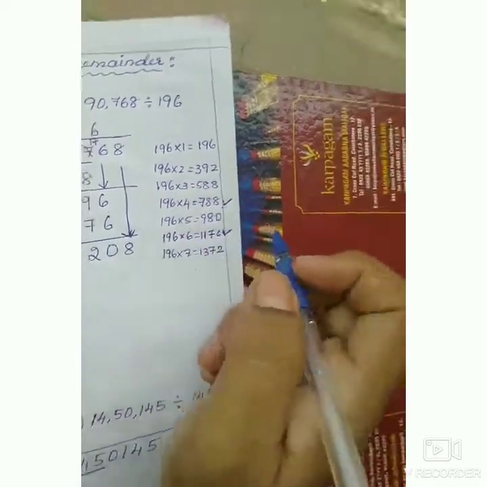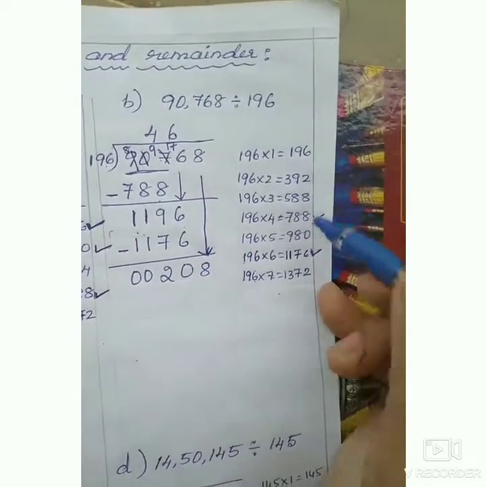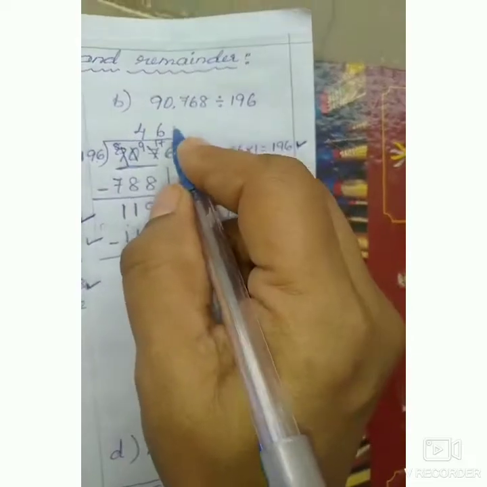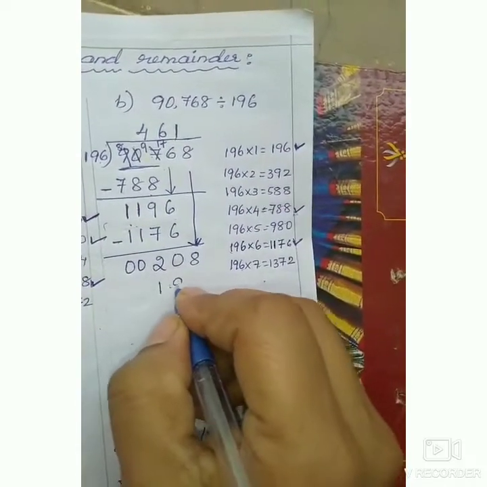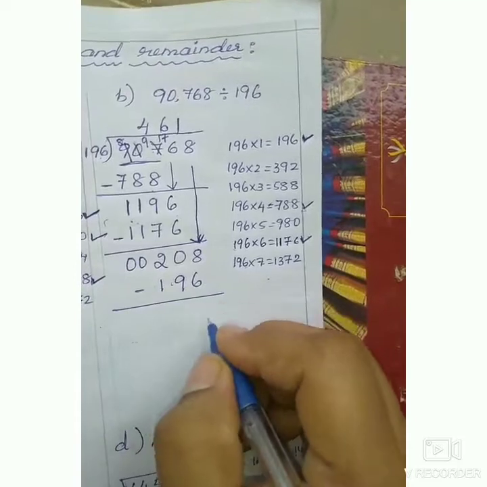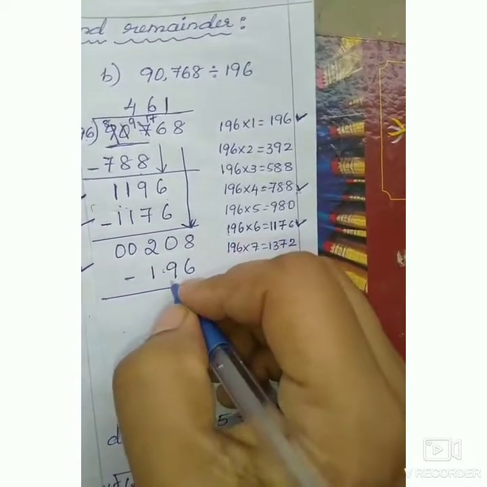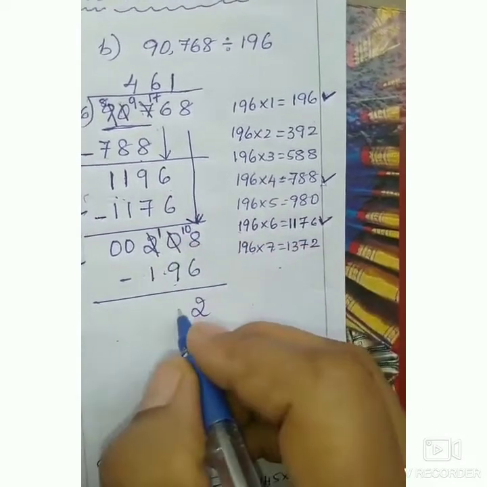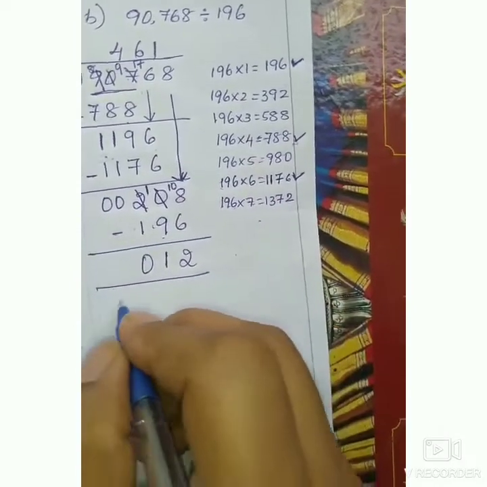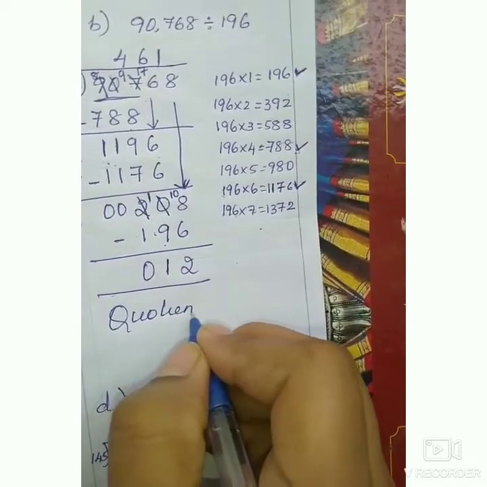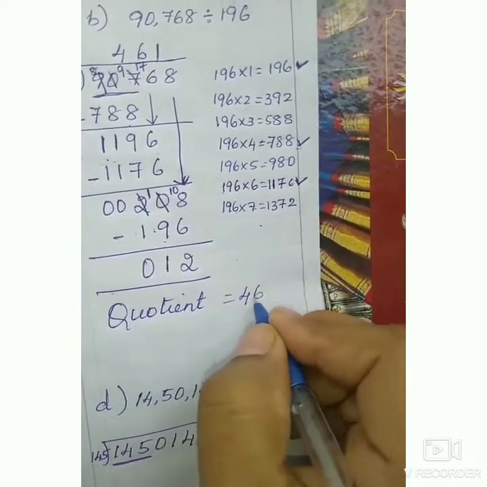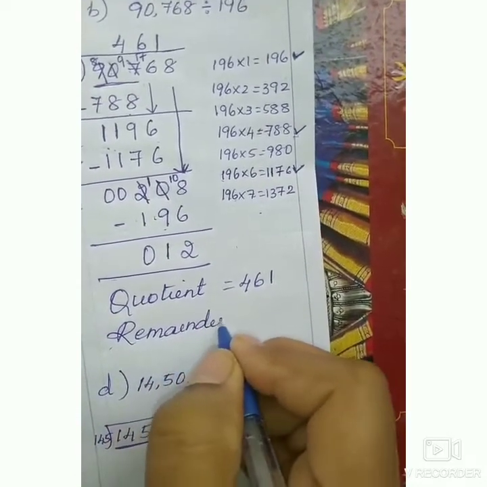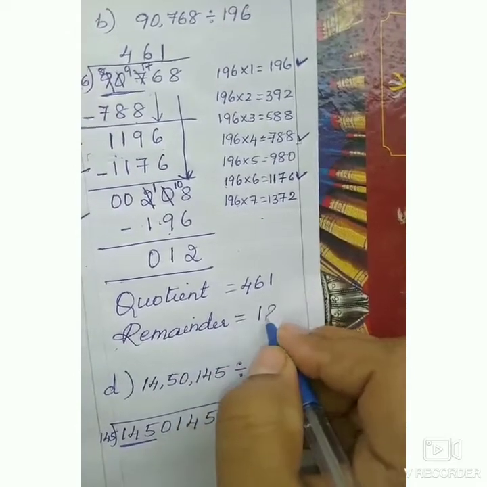So it is 208. Now you can see where it is 208. No again. So take immediate less than 208. 196 ones are 196. 8 minus 6 is 2. 0 minus 9 is not possible. So 10 minus 9, take the borrow, 10. Here we have quotient is 461. Remainder is 12.